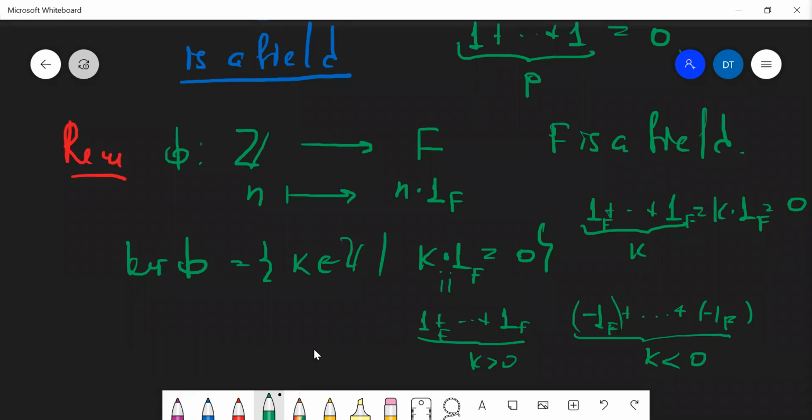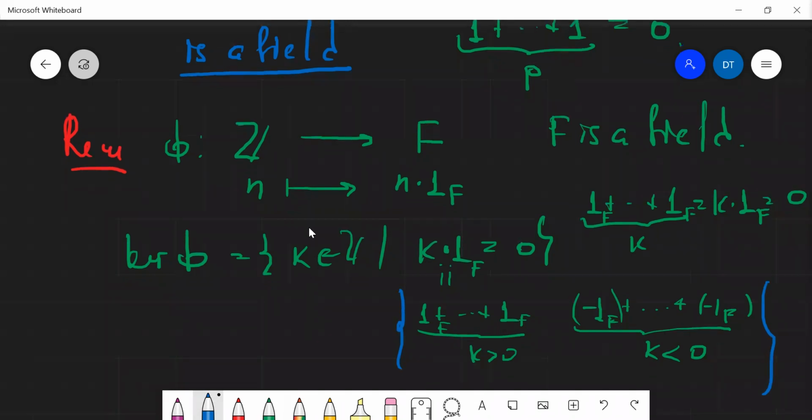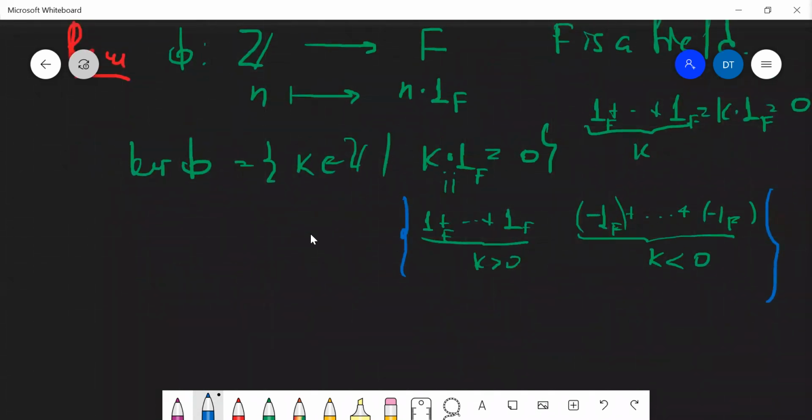If k is positive, it means that you just add 1 k times. And if it's negative, it means that you add modulus k times the element -1 of F. So this is just the definition of this expression. Now I hope it's clear what I mean. This is just a shortening of this complicated expression when you need to write plus several times.